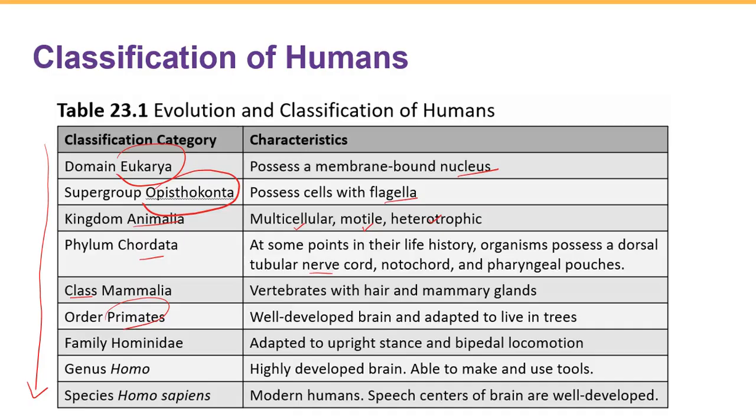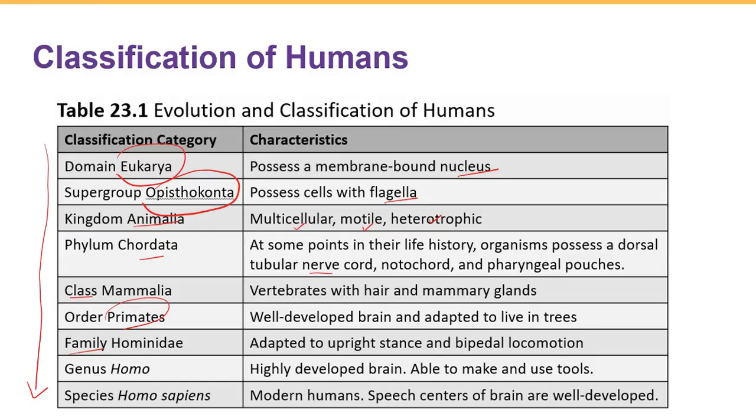And then in the family, this is the family Hominidae, the family of great apes, which includes humans, chimpanzees, gorillas, orangutans. So humans are adapted for upright stance and walking on two legs, bipedalism.